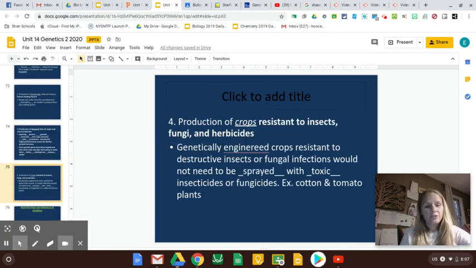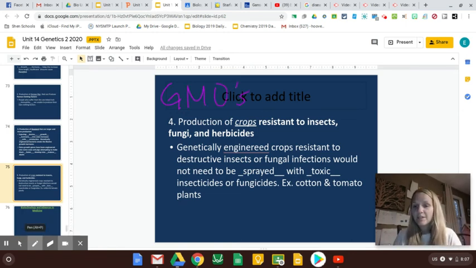We've also used it for farming. So you've probably heard of GMOs, or genetically modified organisms. You might have seen a label on something that said no GMOs or non-GMO, but otherwise you can pretty much guarantee that your food does have GMOs in it. But all it really means is genetically modified organisms. I think 80% of all the corn in the US is genetically modified. And why would you want to genetically engineer your food?